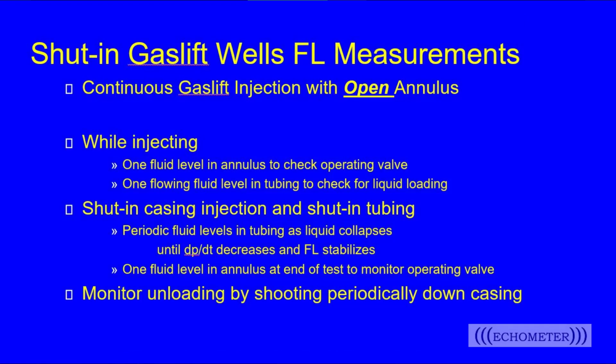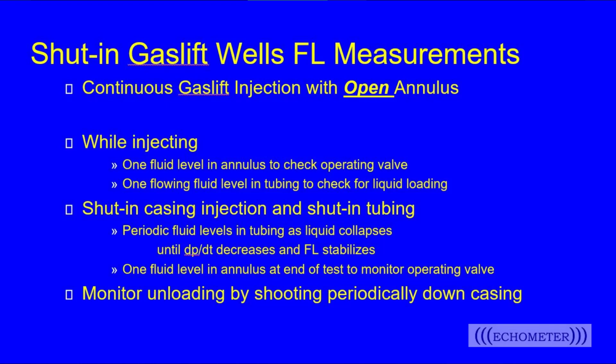But what if we didn't have a packer in the well, if we had an open annulus? We'd still like to shoot a liquid level down the annulus while we're producing the well to see what valve we're operating through. And again, we'd like to shoot a liquid level down the tubing or confirm some other way that the liquid level's at the surface. But ideally, the liquid level should be at the surface. If it isn't, we have a problem. But we'd like to identify that.